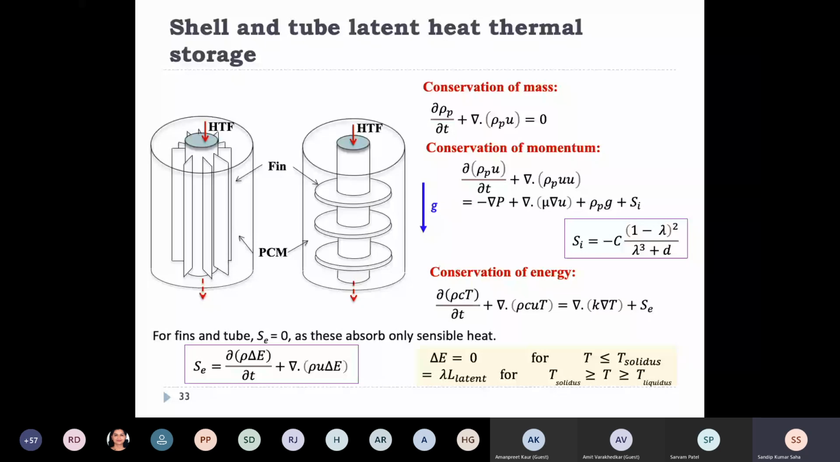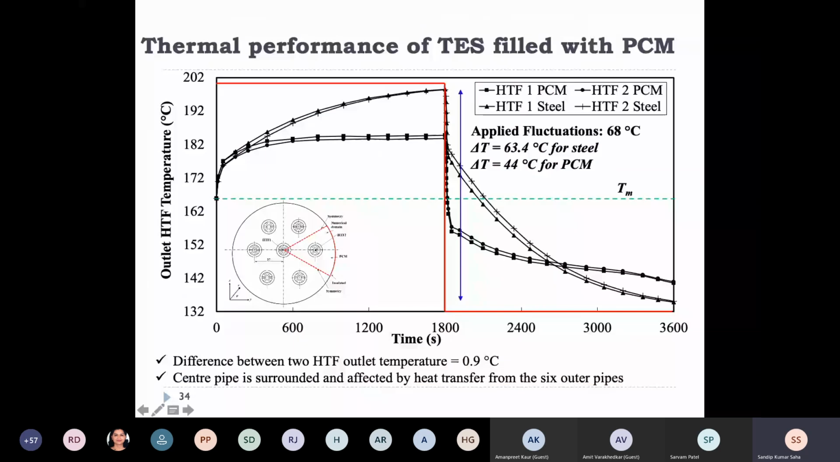Okay, so here if I do this, then I can show the efficacy of phase change material compared to sensible heat, which shows that the outlet temperature of the HTF from the storage can be stabilized with the use of PCM.